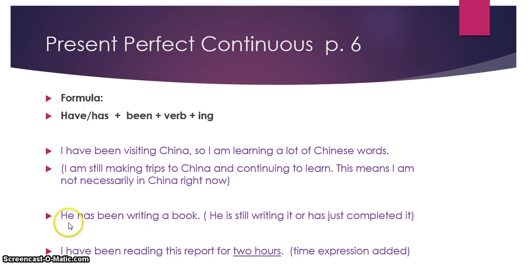I also have this sentence. He has been writing a book. So here's the has and here's the been. Here's writing, so my base verb plus ing. And this means he is still writing it or has just completed it.